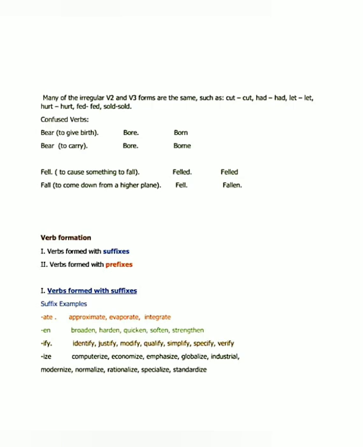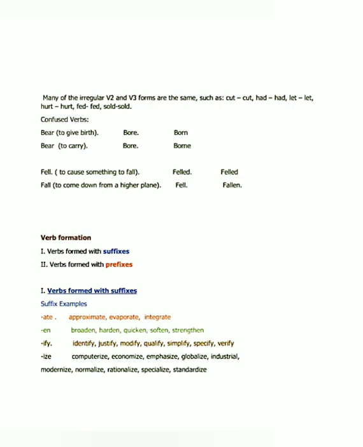Okay, so some examples are given in your book. Please go through it. Now comes verb formation, how to form verbs. Verbs are formed with suffixes and verbs are formed with prefixes. Suffixes and prefixes, I hope all of you know, are called affixes. Affixation means using a prefix or suffix; a suffix comes at the end, and a prefix comes before the root word. Root word means the original word.